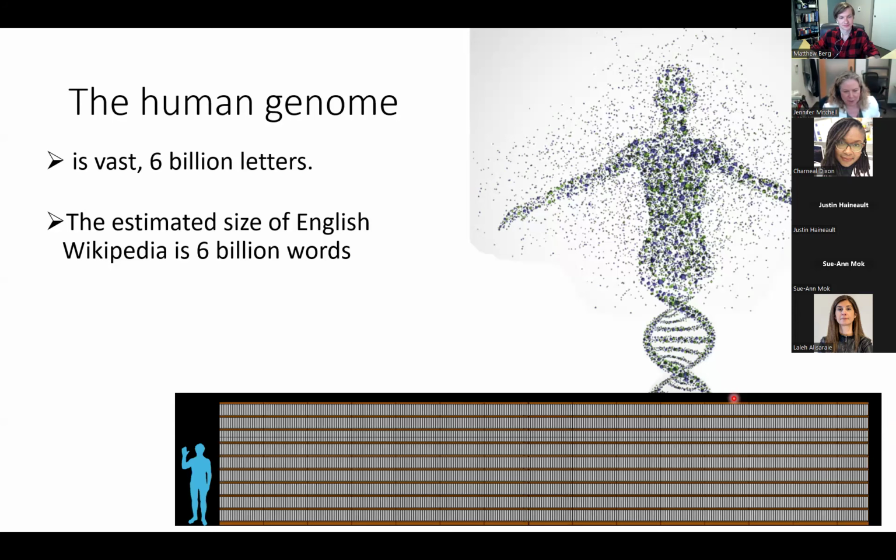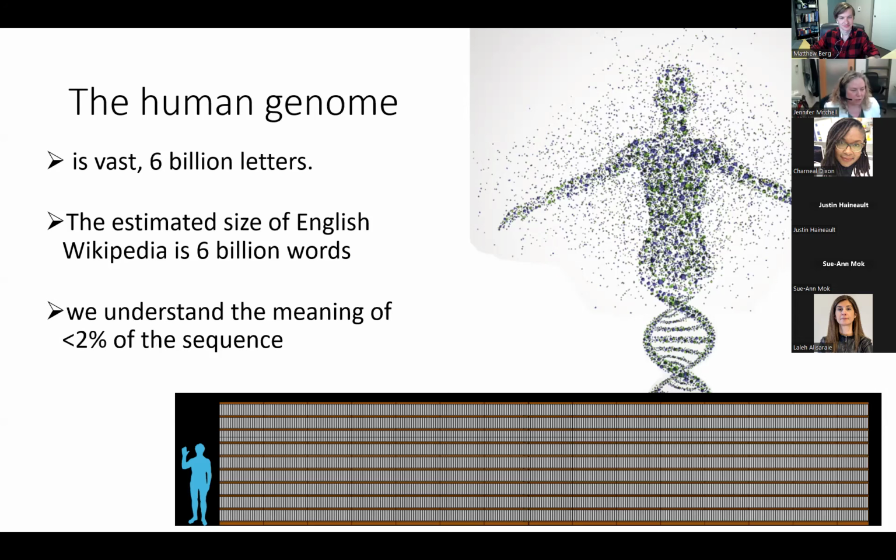And there was this image put out a while ago to say, well, what would it look like if we printed all that out and put it in old school encyclopedia volumes? Here that's pictured with a person of typical height standing next to it. So we're talking about this massive, massive amount of information. But actually, at a sequence level, we really only understand the meaning of less than 2% of the sequence. And by that, I'm referring to the coding regions.